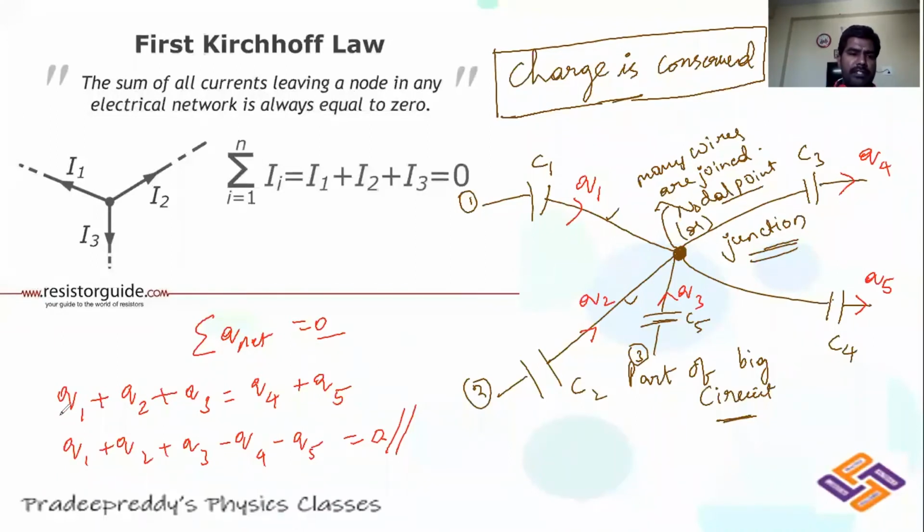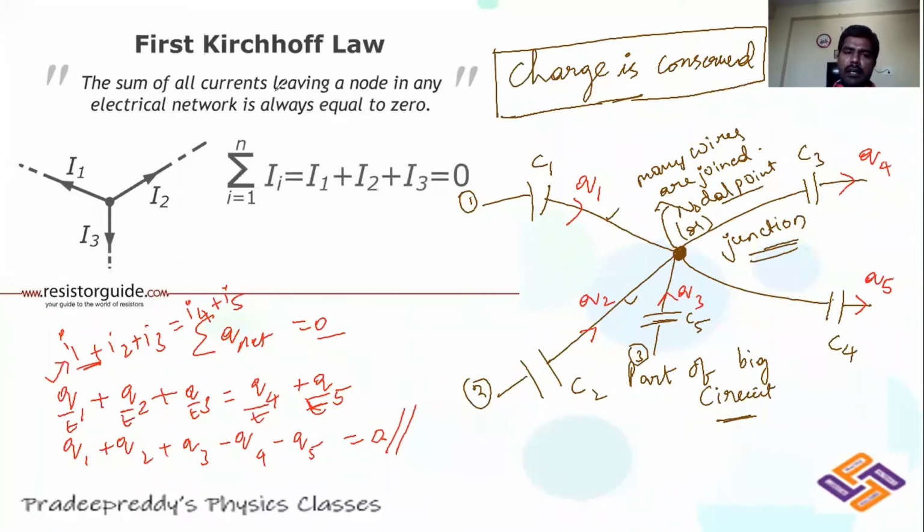Similarly, now if this is divided by time, Q1 by t, Q2 by t, and so on. So everywhere if I divide by time, charge by time is current, so this will be equal to I1 plus I2 plus I3 is equal to I4 plus I5. As current is nothing but the rate of transfer of charge, Q by t can simply be written as current. Therefore it is also called Kirchhoff's current law.